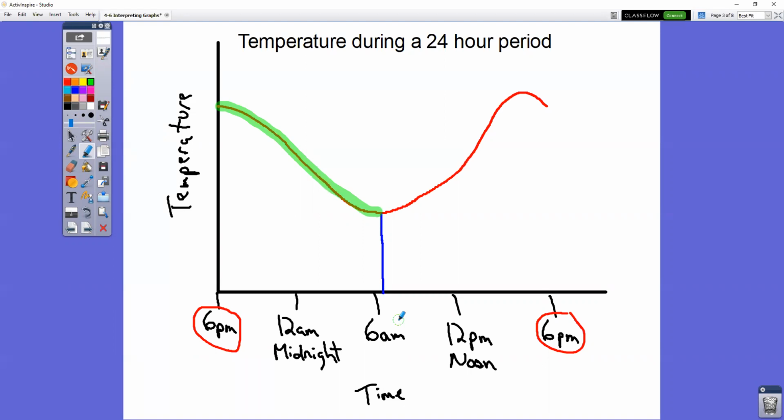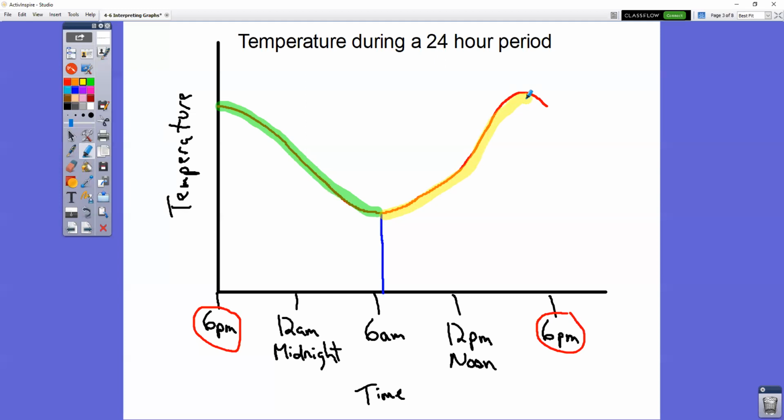Now, a more sciencey type question might ask you, why? Why is the temperature going down from 6 p.m. to 6 a.m.? Well, think about what happens outside from 6 p.m. to 6 a.m. What does the sun do? The sun goes down. The sun disappears. When that sun disappears, the temperature most often cools down. So that's why the temperature is going down. The sun rises, and then look at what happens to our temperature. Our temperature goes up, up, up. Think about the summertime. When is that hottest time of the day?